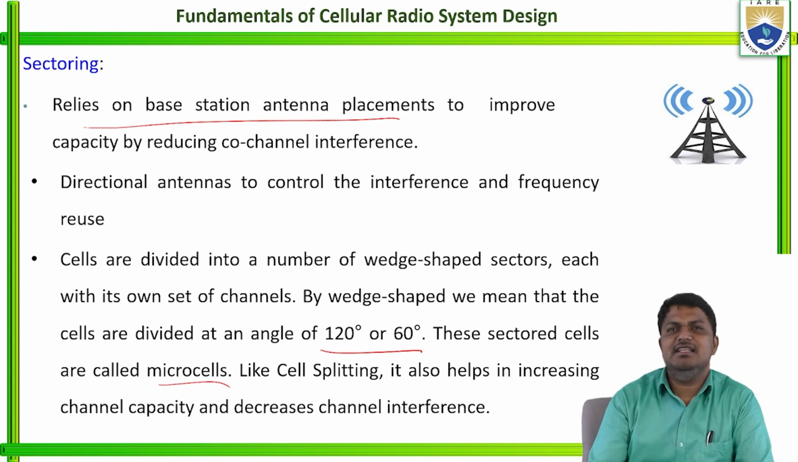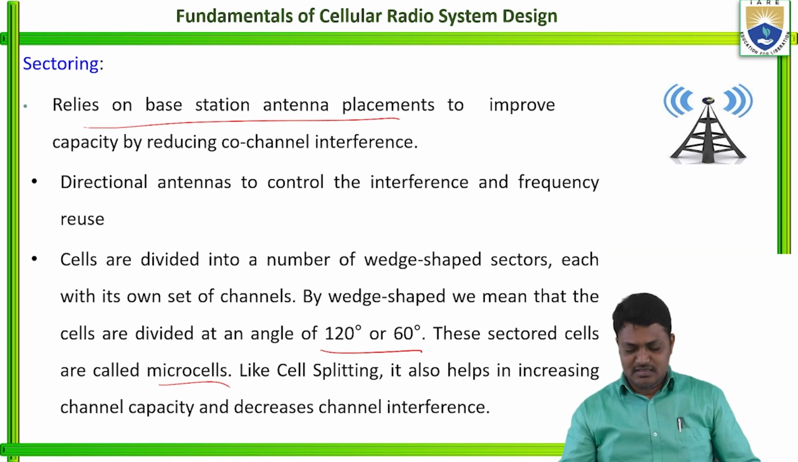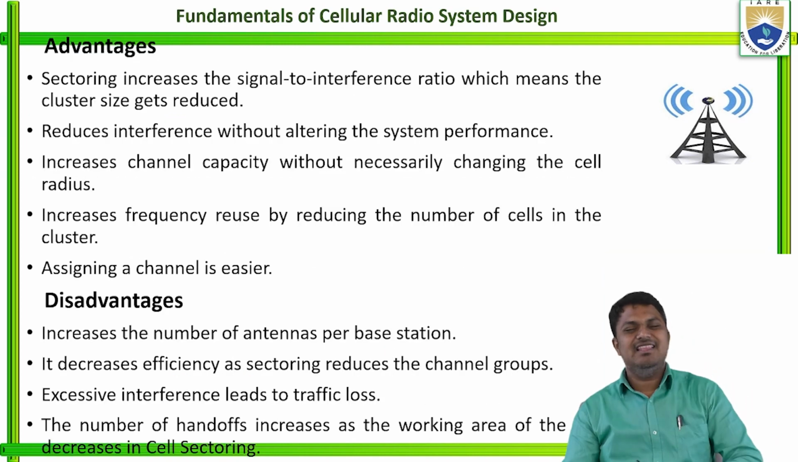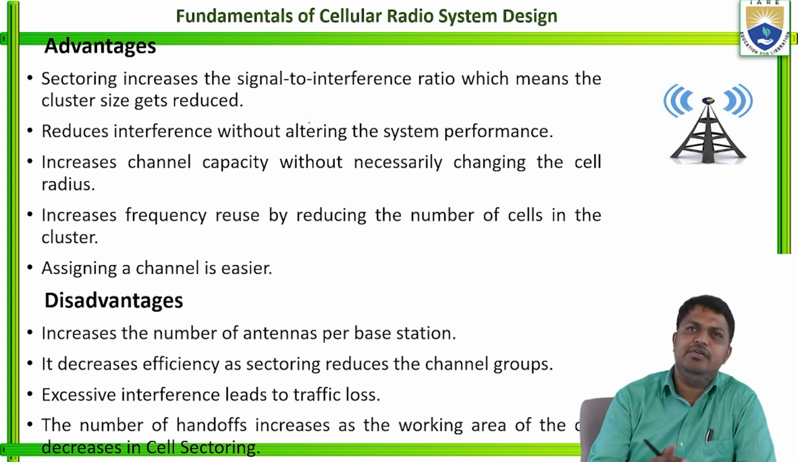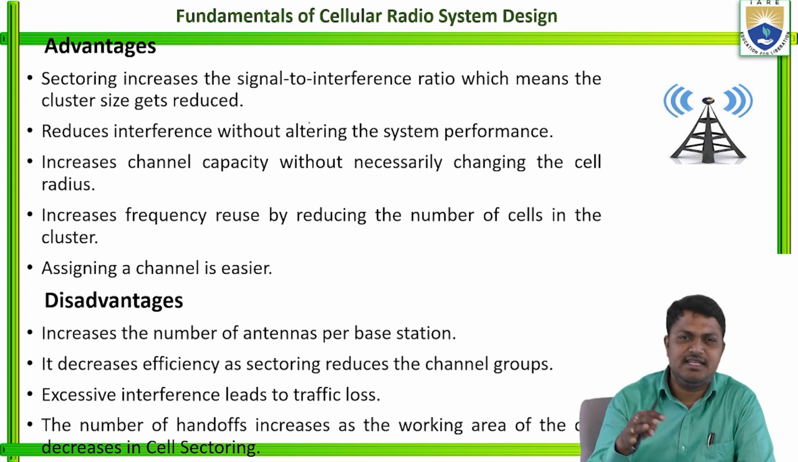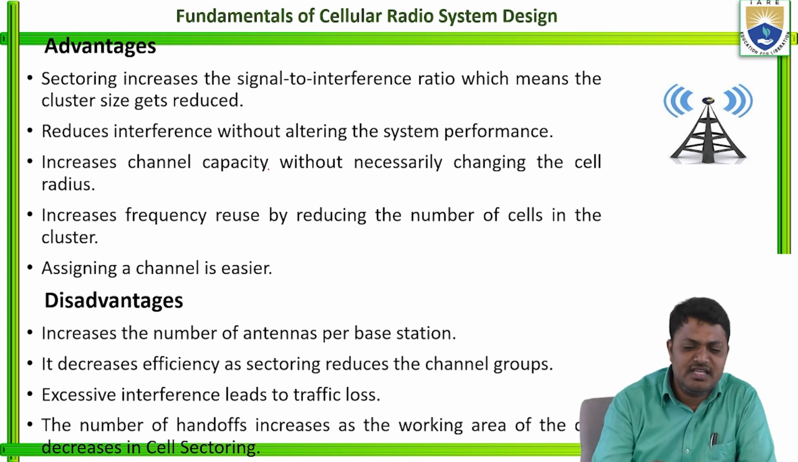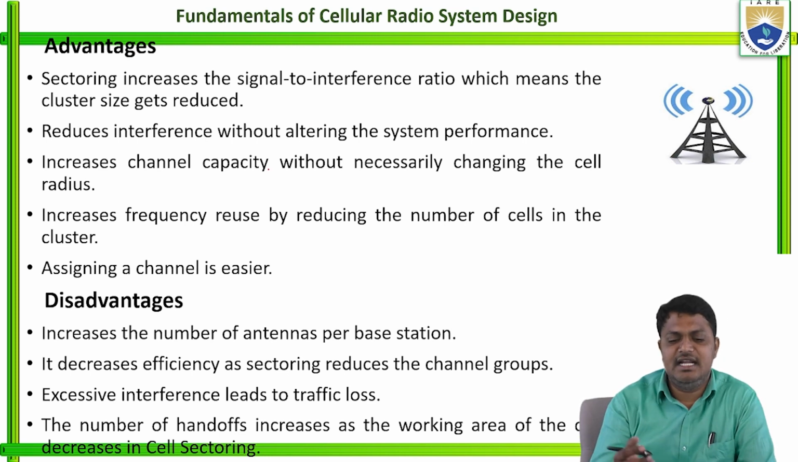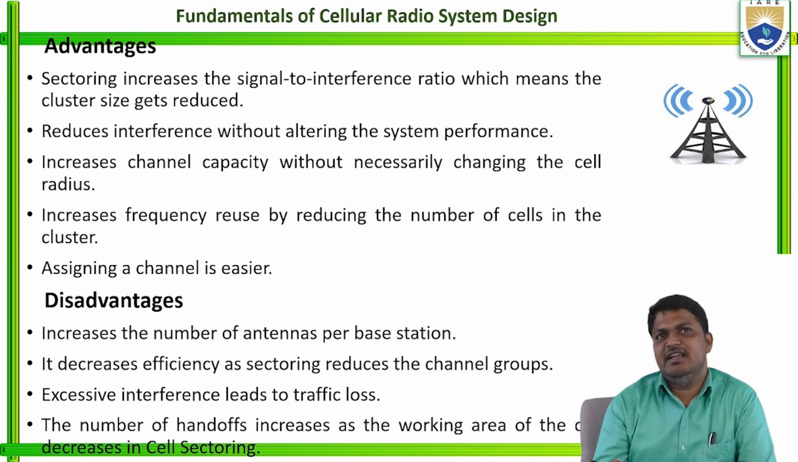Using this also helps to increase the channel capacity, and it decreases the channel interference. The advantage of sectoring is that it increases the signal to noise ratio and the signal to interference ratio, which means the cluster size gets reduced. When the cluster size is reduced, automatically the interference will be reduced. When sectoring is introduced, it reduces the interference without altering the system performance.